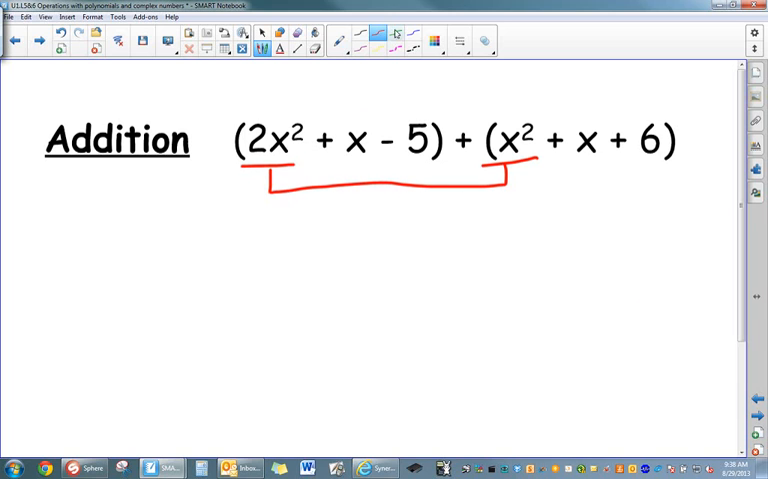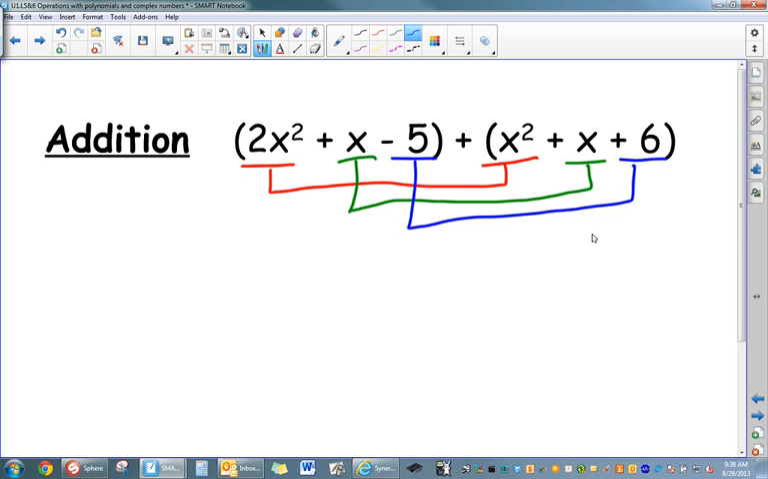I have an x and x. I have a constant and I have a constant. So all I want to do is do the indicated operation. It says add, you add. Subtract, you subtract. So in red, we get 2x squared plus x squared. Madison, what coefficient is in front of the x squared? A 1. So 2 plus 1 is 3x squared.